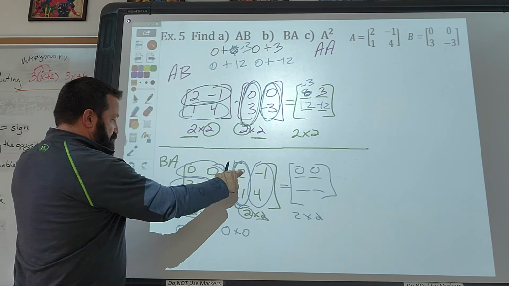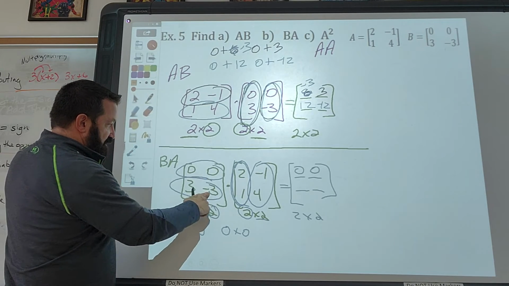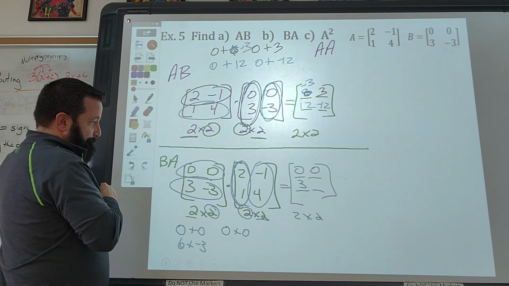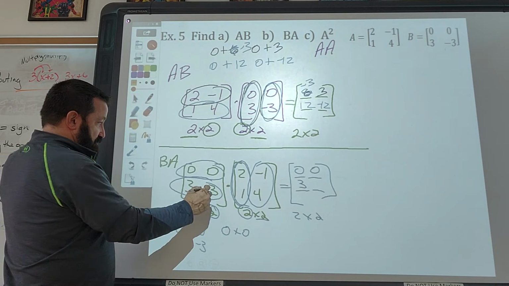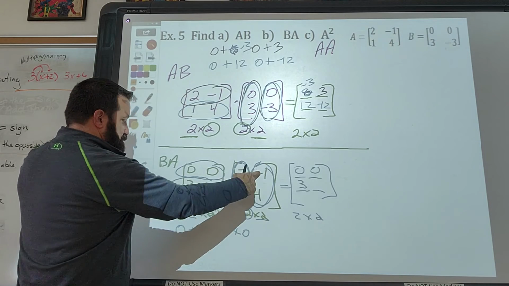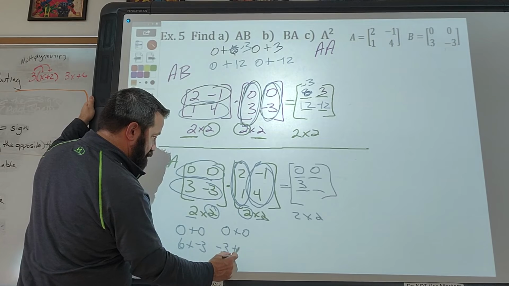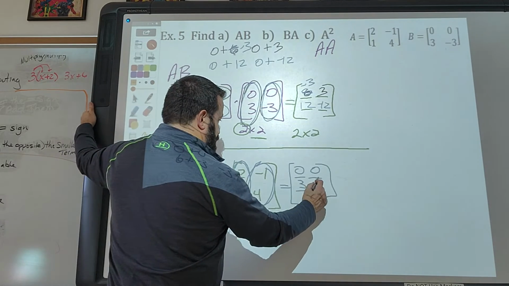Now I take this row times each column. So 3 times 2 is 6. -3 times 1 is -3. I get a +3. And take this row times the second column. 3 times -3 is -9. And then I get a -12. So I think I get -15.